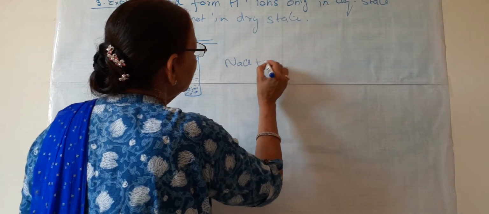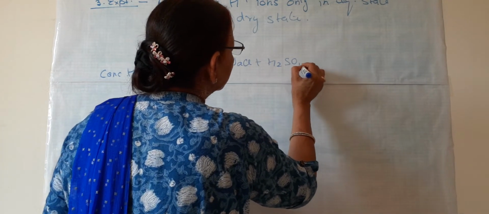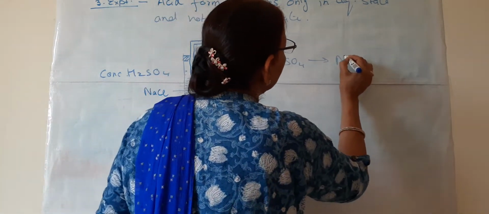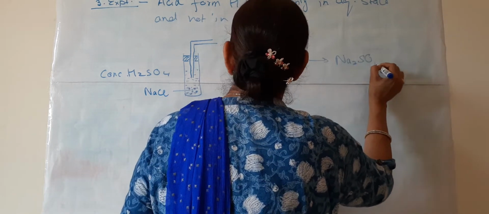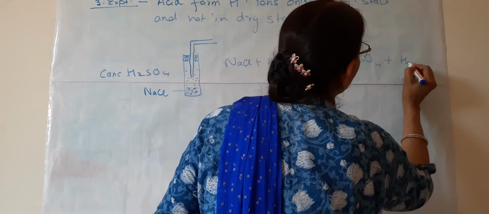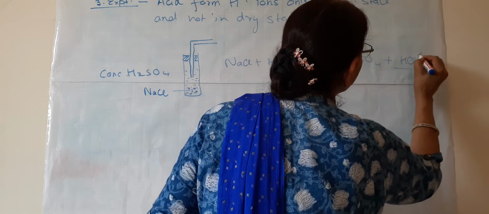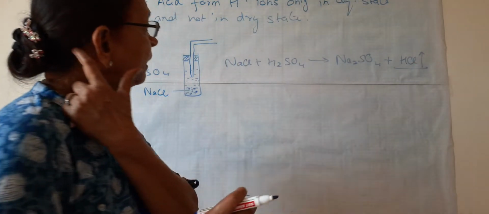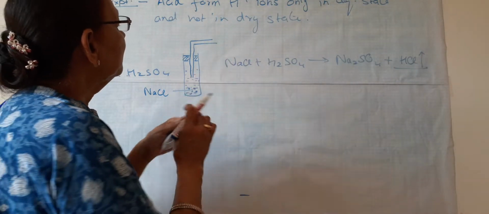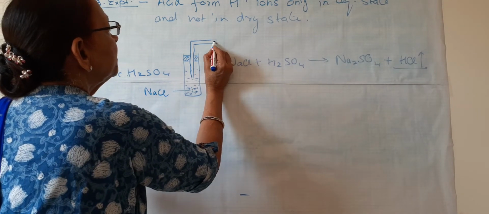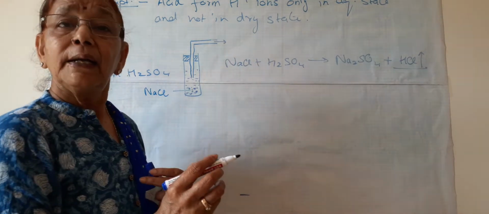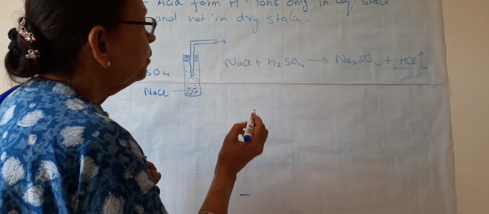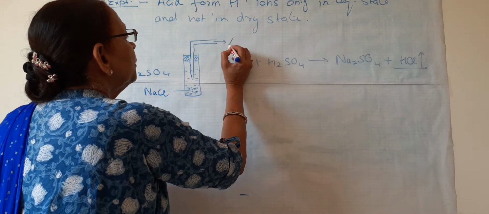What will be the reaction? NaCl plus H2SO4 will give Na2SO4 plus HCl. This HCl is formed in the form of a gas, so HCl gas is formed, which is liberated from the delivery tube. Now what to do next?